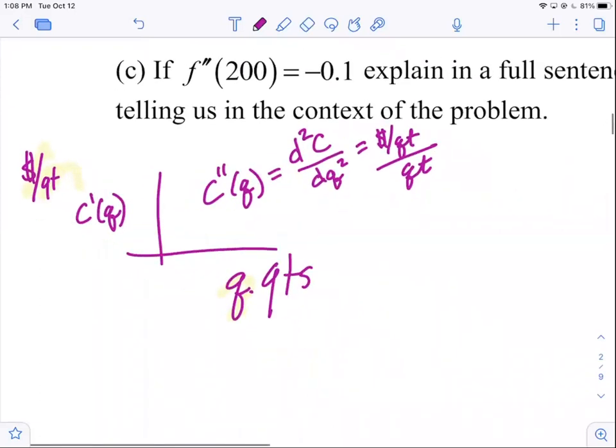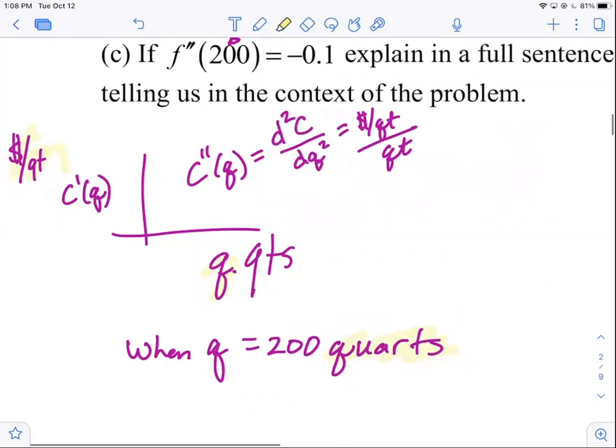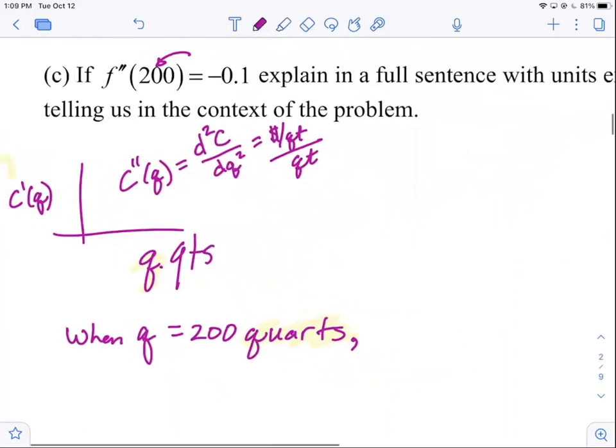So let's go ahead and write our sentence. What are the units of 200 here? Quarts, right? So we'll just say when t, I keep using t, why? When q equals 200 quarts. If you don't put units on your sentence, you're going to lose the check that you usually would otherwise get for writing the sentence. So don't just say q equals 200. In sentences, you need the units for the input and the output. There's your moment in time, right? That captures the instantaneous part.